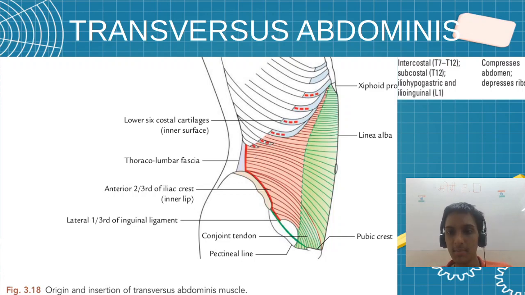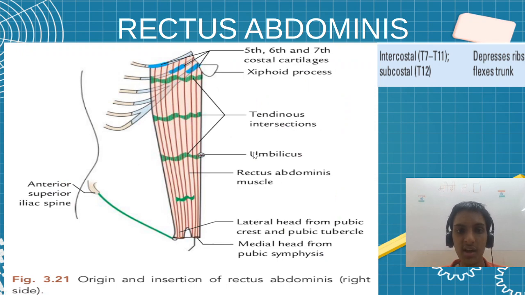Remember, for these 3 muscles, common nerve supply: intercostal and subcostal nerve, iliohypogastric and ilioinguinal nerve. This L1 will not be there in external oblique. Remember, function will be the same for all the 3, compressing the abdomen and depressing the ribs. That's all. Next, rectus abdominis muscle.